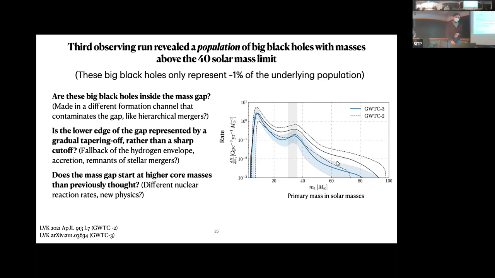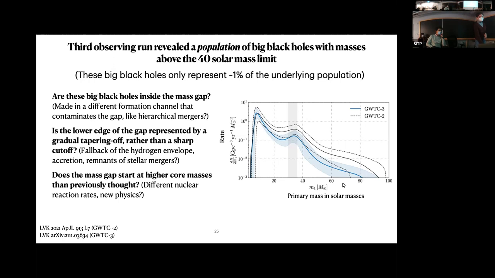Is there a sense for theoretical error bars, the 40 to 120 number? Are there theoretical uncertainties on the 40 to 120 number? Yeah, so the theoretical uncertainties. Yeah, so this is the lower edge of the mass gap that we're probing, which is that 40 number.